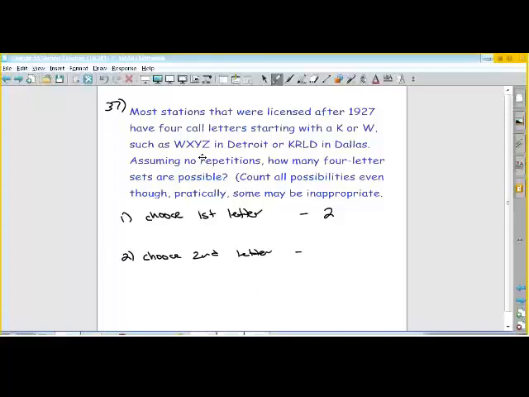Choose second letter. So it says no repetitions, but the second letter can be any letter in the alphabet. But I can't repeat the first one I had. So how many choices do I have for my second letter? 26 or 25? 25, yeah. So if I pick W, it can be any letter except W. If I pick K, it can be any letter except K. So then for the third letter, again, I'm not allowed repetitions, so it becomes 24.